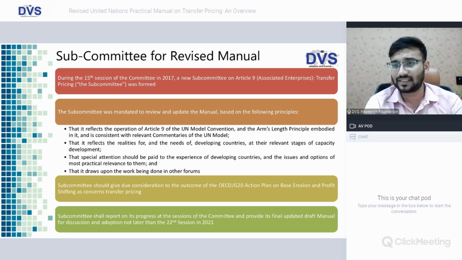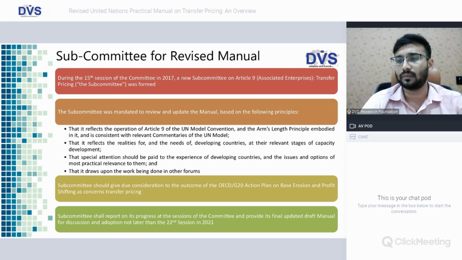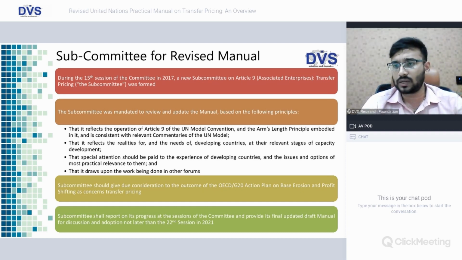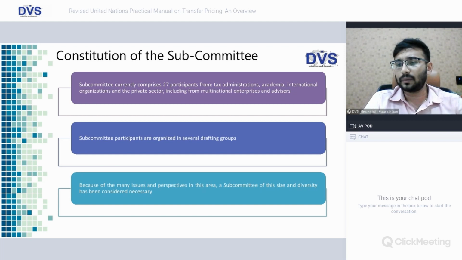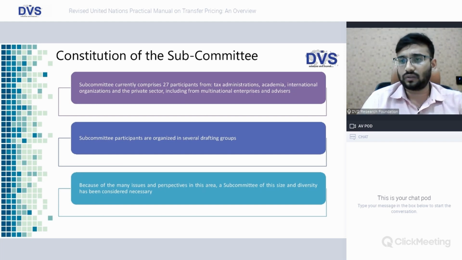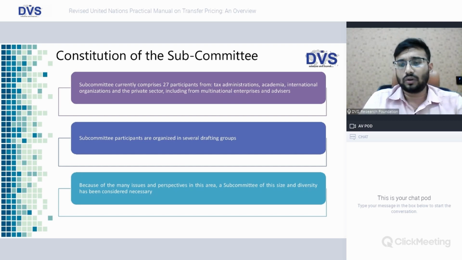The subcommittee shall report on its progress at the sessions of the committee and provide its final updated draft manual for discussion and adoption not later than the 22nd session in 2021. So friends, you will see in subsequent slides, there are 3 sessions, that is the 18th, 19th and 20th sessions, which were already done by June 2020. So there is a 21st session and there will be a 22nd session. These 2 sessions would be done by 2021, and by the end of 2021 we are expected to have the third edition of the revised TP manual. So how the journey began, or how it is poised as of now.